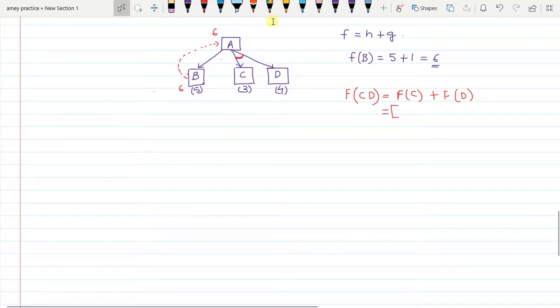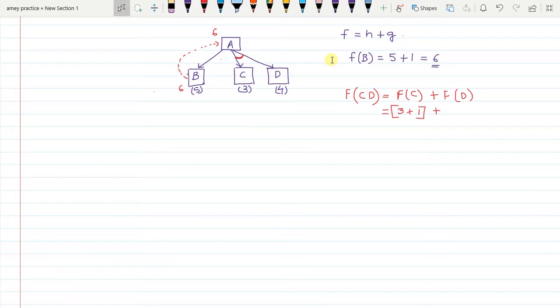F of C will be, ignore this part and just see what F of C is. F of C will be the heuristic value of C, that is 3, plus the G value of C, which is the actual cost incurred in moving from the immediate parent node A to C, that is 1 unit along the edge. So 3 plus 1.